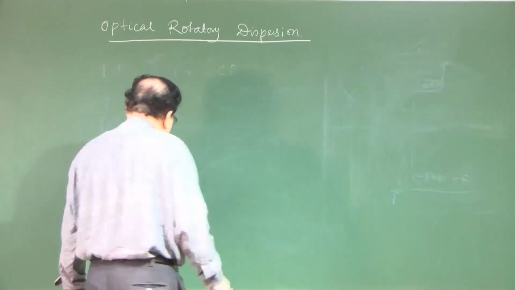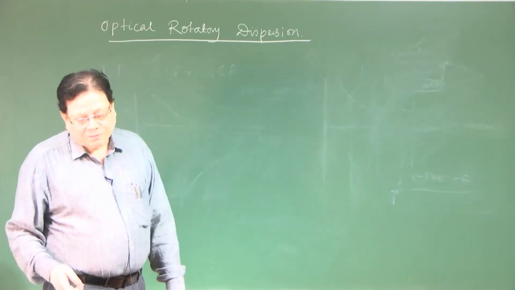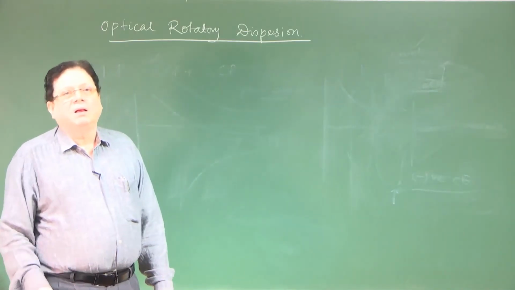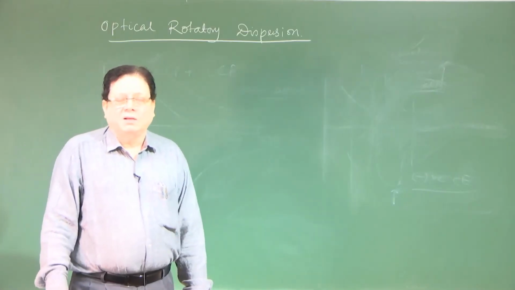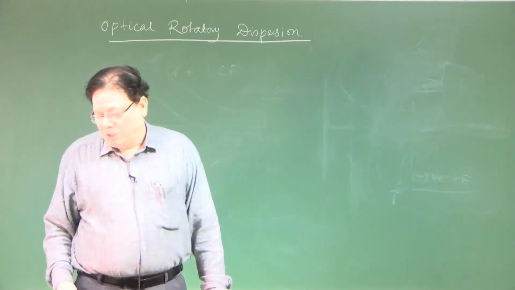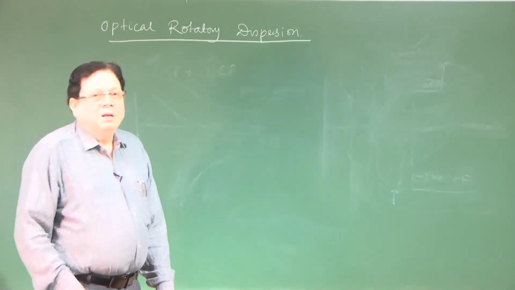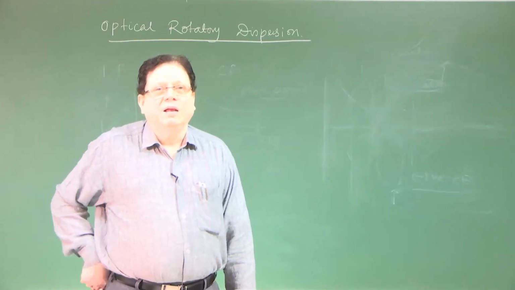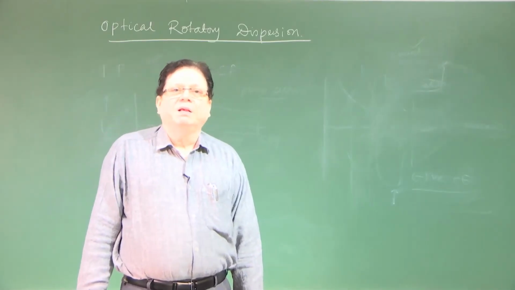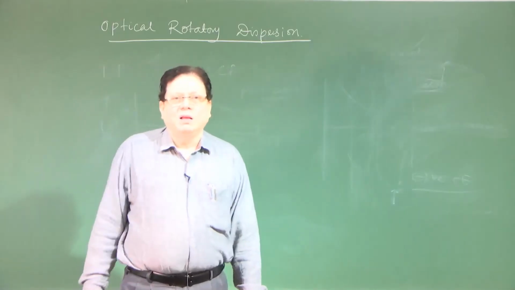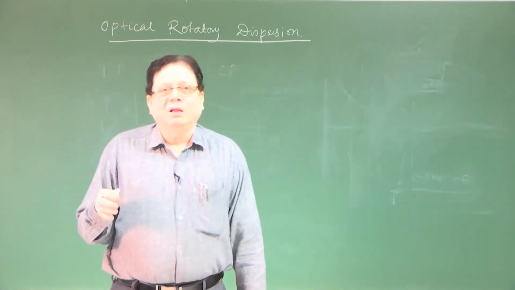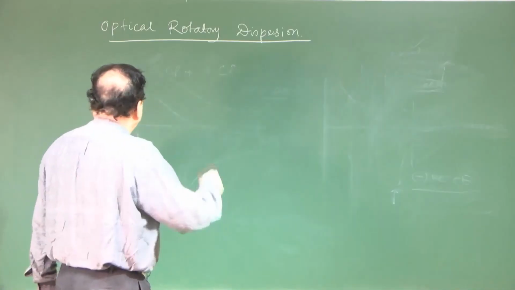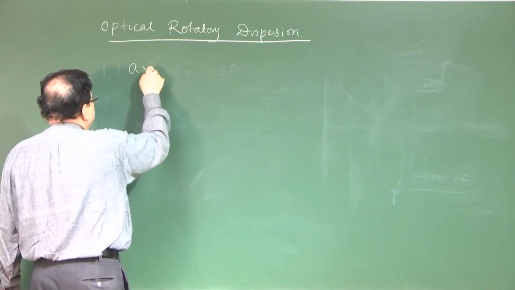Now, let us come to the anomalous curve, that is what is more interesting, and that has wider application in understanding the conformation and configuration of molecules. Okay. So, there are certain empirical rules that were developed in the late 50s or early 60s, to predict the sign of the Cotton effect based on the configuration or conformation of a molecule. Okay. So, one such empirical rule is what is called the axial haloketone rule.